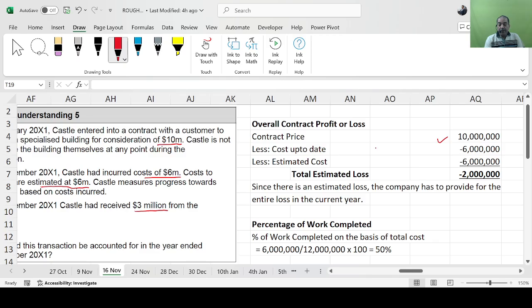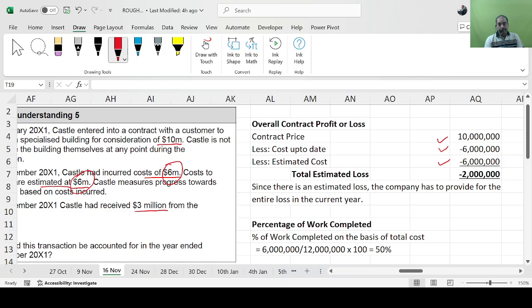What is the cost incurred up to date? You can see everything is here, 6 million and 6 million. Cost incurred up to date, $6 million. Minus estimated cost for further expenditure, $6 million. 6 and 6, 12. So 10 minus 12 is minus 2. Minus 2, it is not a profit then.